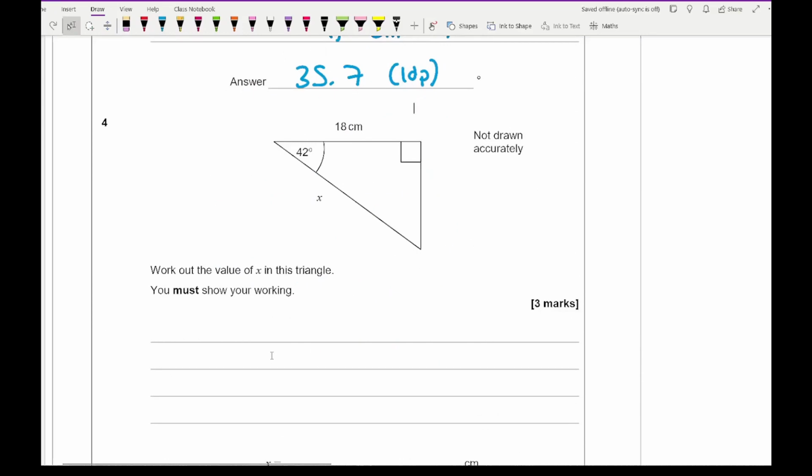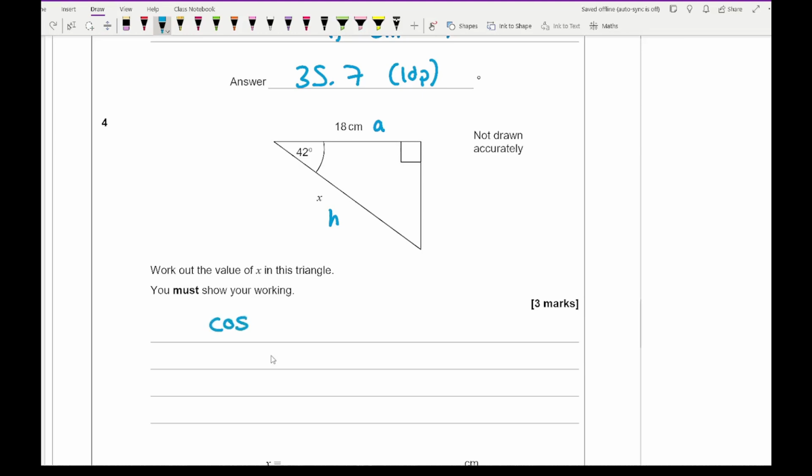Moving on to question 4, it says work out the value of x in this question. So again, labeling the triangle, this side's going to be h, this side's going to be a, and again it's not Pythagoras, because I don't know two sides of the triangle and I'm not wanting to know the third side of that triangle, and it also involves an angle, so it's going to be trig.